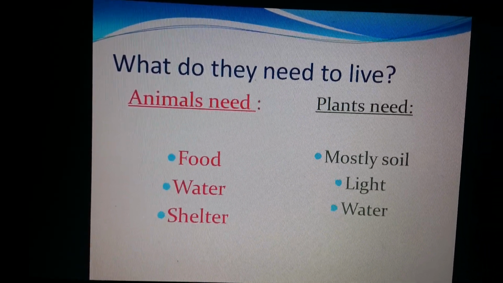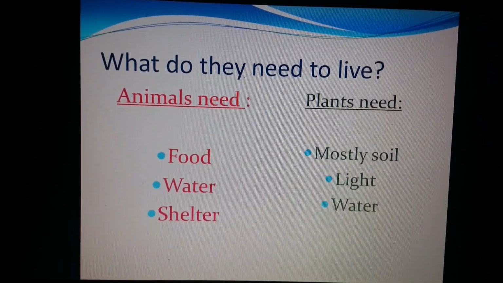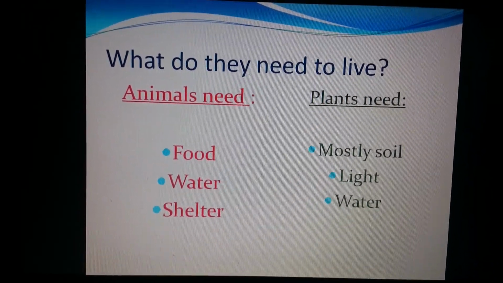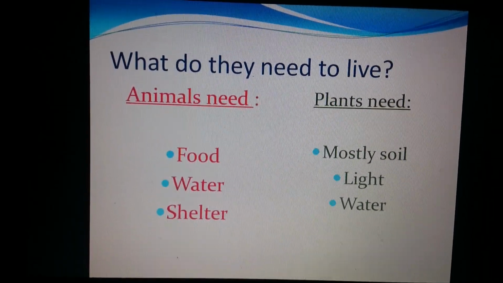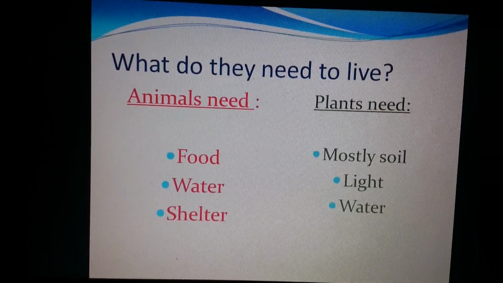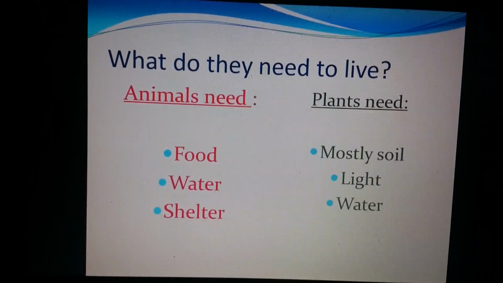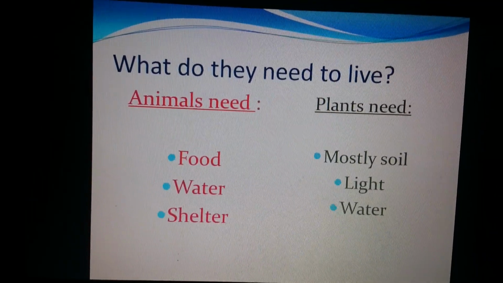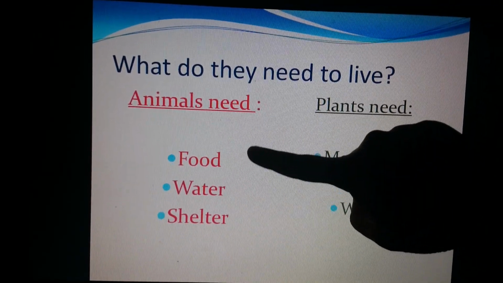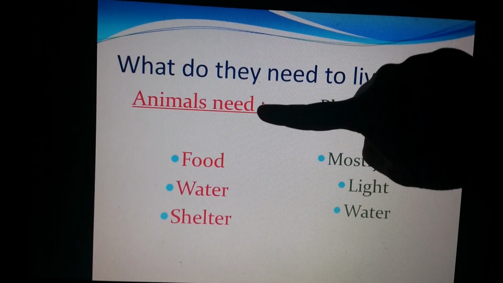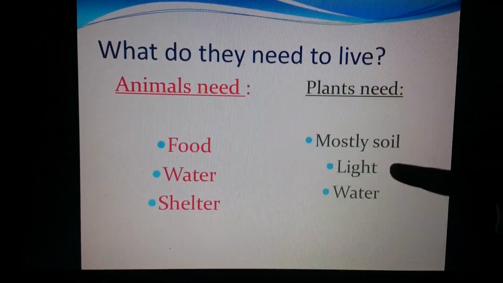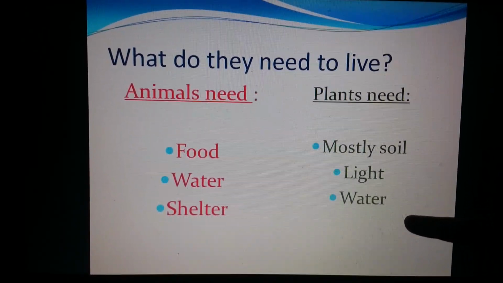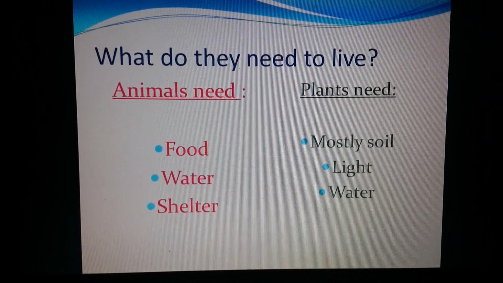For example, animals need food, water and shelter. And plants mostly need soil, light and water. So these are the basic needs for animals and plants. Whichever place they are in, they are basically looking for these things: food, water, shelter for animals, and soil, light and water for plants' survival. Survival means to live. Okay, next.